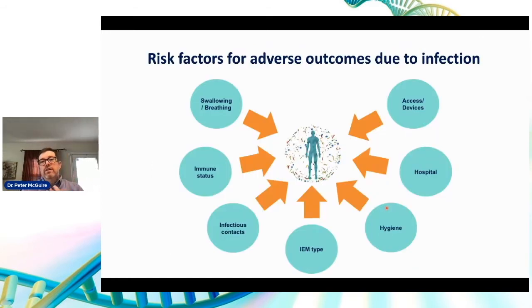Okay, so what are some of the risk factors for having bad outcomes due to infection? So this is just in general, it applies to any patient with essentially any inborn error of metabolism. So if you have difficulty with swallowing or breathing, your immune status, essentially your ability to fight off viruses, your infectious contacts, what type of inborn error you may have, your hygiene, whether you're hospitalized or not, and then access or devices. So do you have indwelling lines like catheters, for instance, which can be a source of infection?